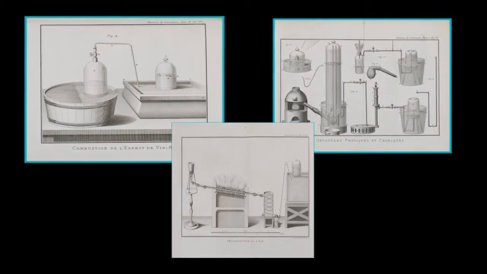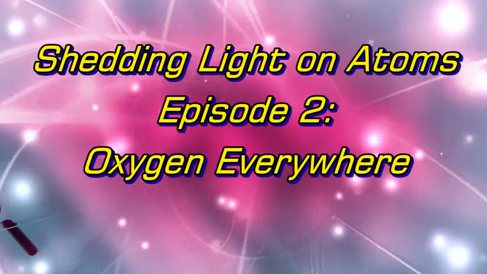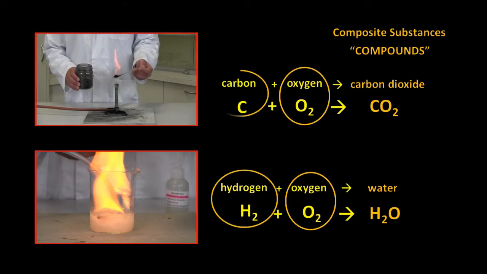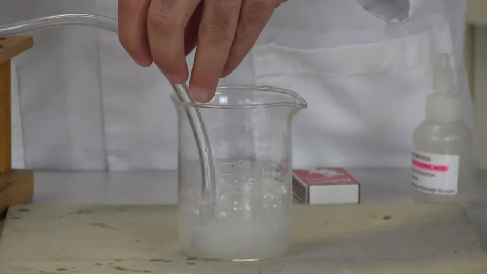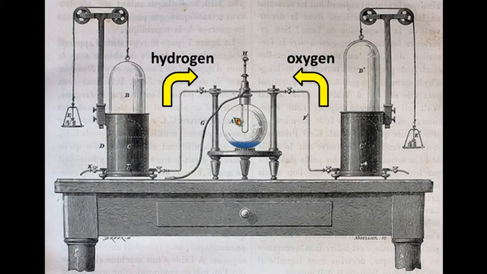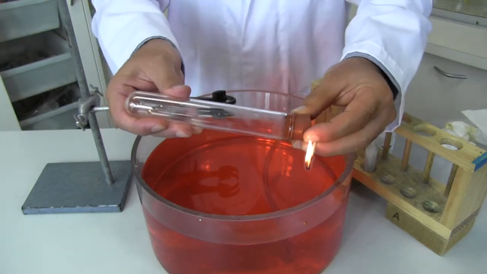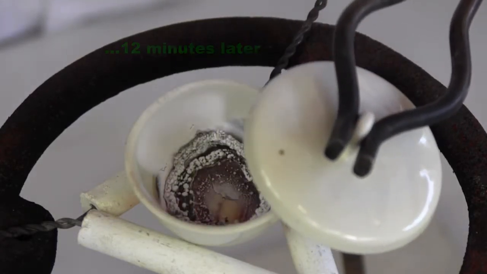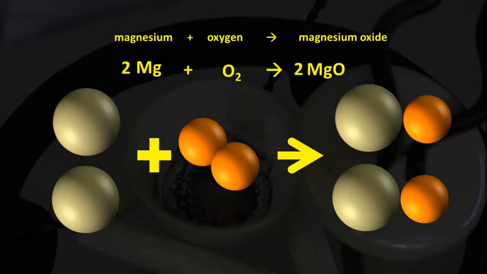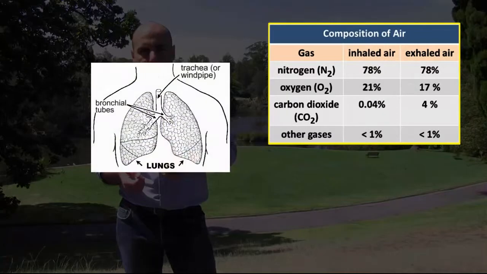In Shedding Light on Atoms Episode 2, Oxygen Everywhere, we discuss how the discovery of oxygen helped to accelerate the study of chemistry. We examine how hydrogen was discovered and how it was discovered that water is formed when hydrogen and oxygen chemically join together. We then look at oxygen's role in producing metal oxides from metals and its role in respiration.